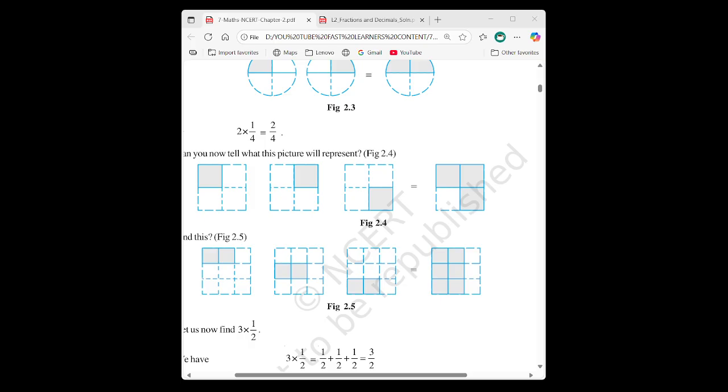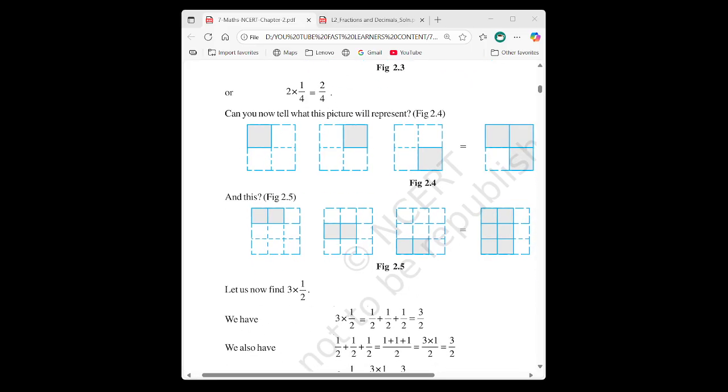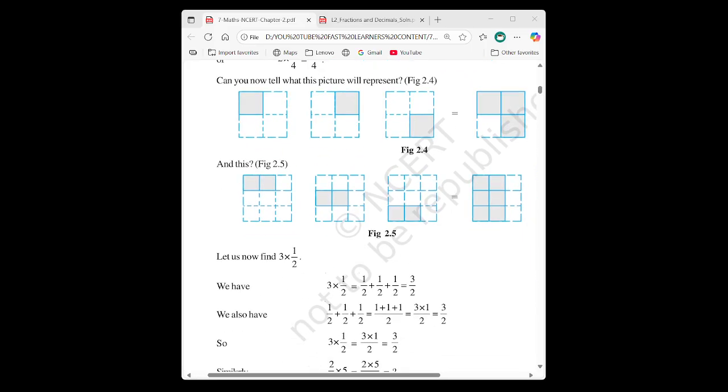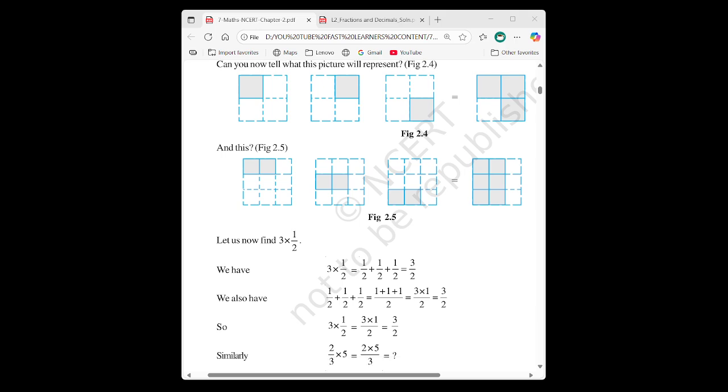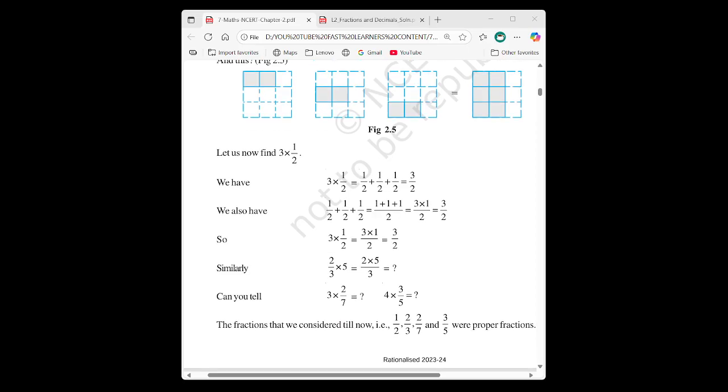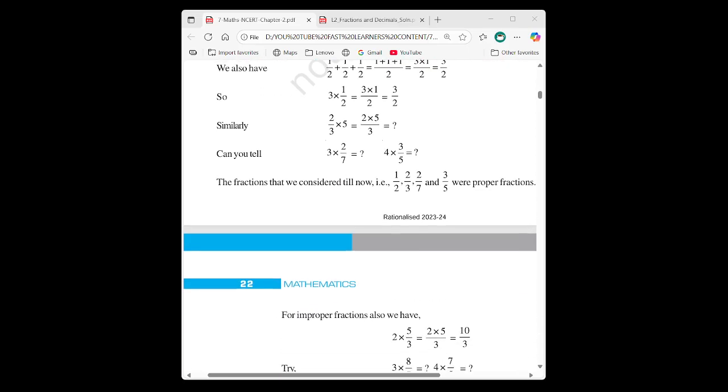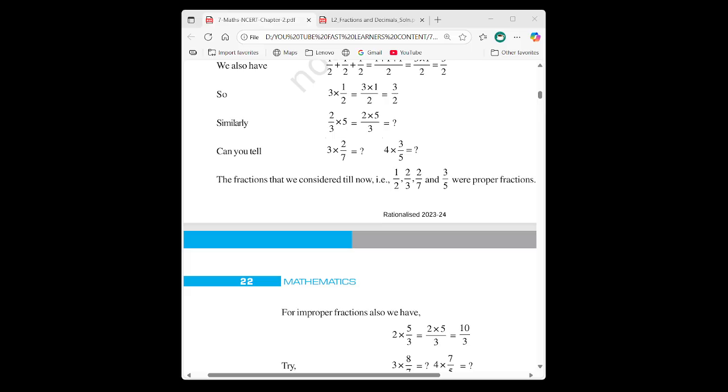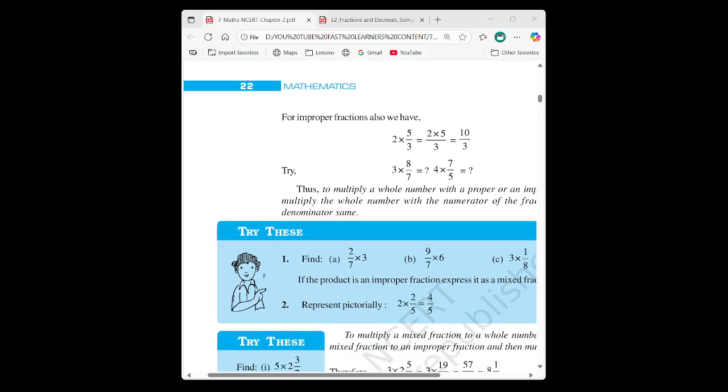So here, see, 2 out of 9. This is also 2 out of 9. This is also 2 out of 9. So 2 plus 2 plus 2 makes 6 out of 9. Okay, 3 times 2 out of 9 makes 6 out of 9. So basically how to multiply these fractions with a whole number, that you have to see here.